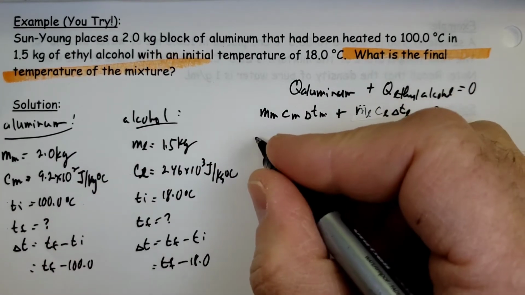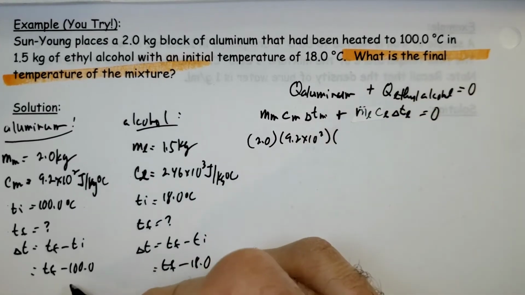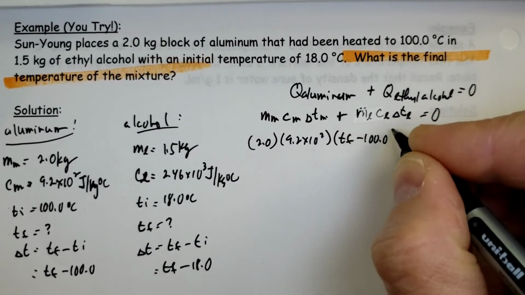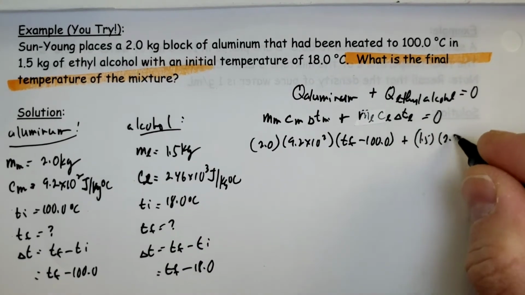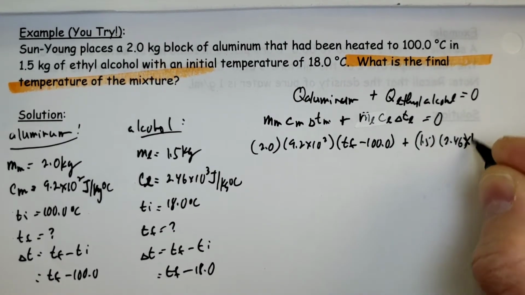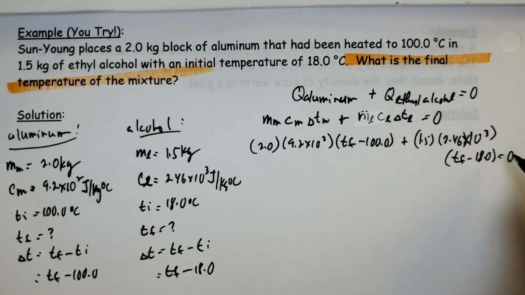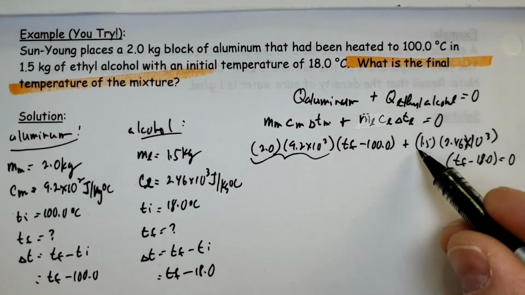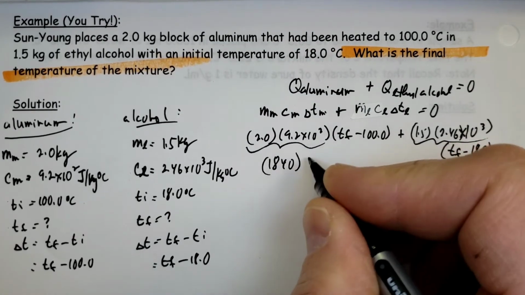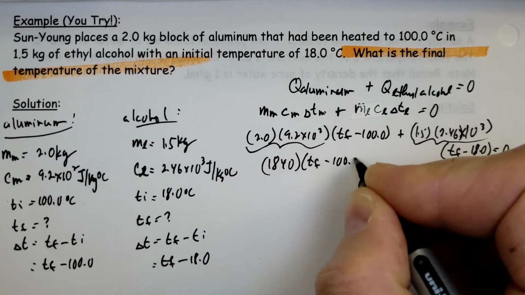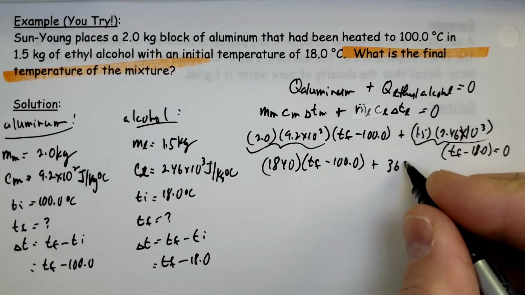Okay, so the aluminum is 2. Specific heat capacity, 9.2 times 10 to the 2. Temperature change, TF minus 100. So yes, not the greatest, but that's the best we can do. 1.5, 2.46 times 10 to the 3. And then the last part I'll squeeze in right here, TF minus 18 equals 0. So again, multiply those two terms, multiply these two terms. When I do this, I get 1,840. And then over here, 1.5 times 2.46 times 10 to the 3, 3690.